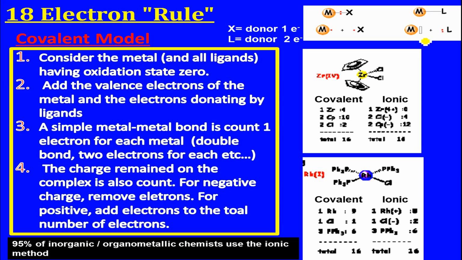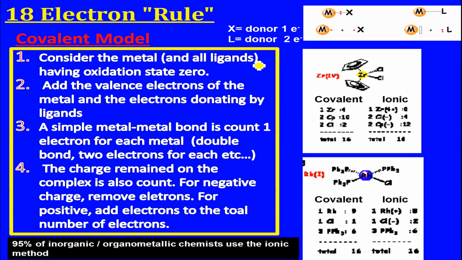We also have to follow some rules. Rule number 1: we consider the metal and all ligands to have oxidation state 0. So we consider the ligand is free and the metal is free. Add the valence electrons of the metal and the electrons donated by the ligands. If you have a metal-metal bond, you count 1 electron for each metal. If you have a double bond, you count 2 electrons for each metal.